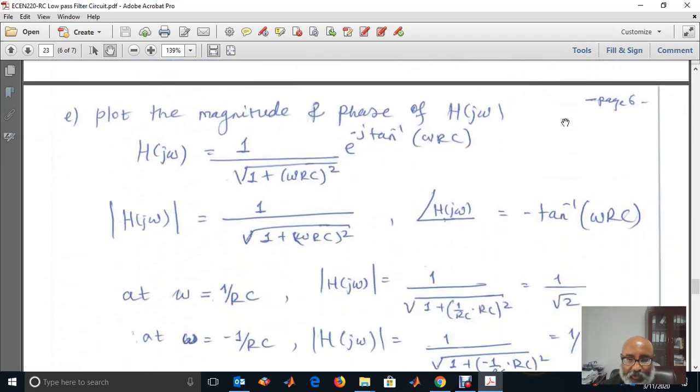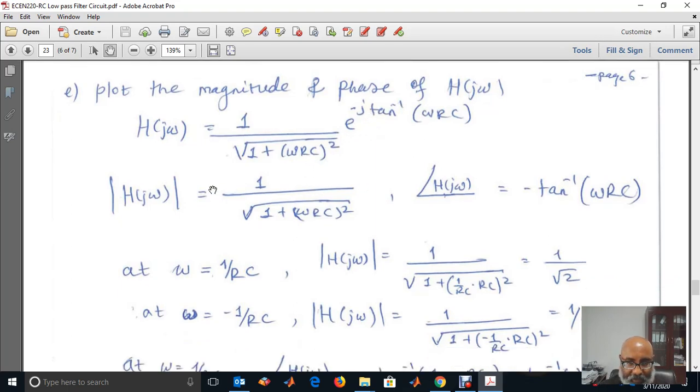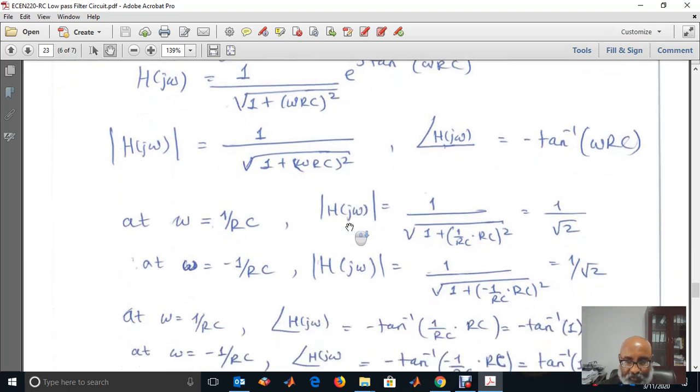Next, we plot the magnitude and the phase response as a function of omega. Here, the magnitude is the absolute value, which is 1 over the square root of 1 plus (omega RC) squared. We can just substitute R and C. Also, we have a frequency of interest: omega equal to 1 over RC is called the cutoff frequency in radians per second. At omega equals 1 over RC, when we substitute, we get the magnitude 1 over radical 2.